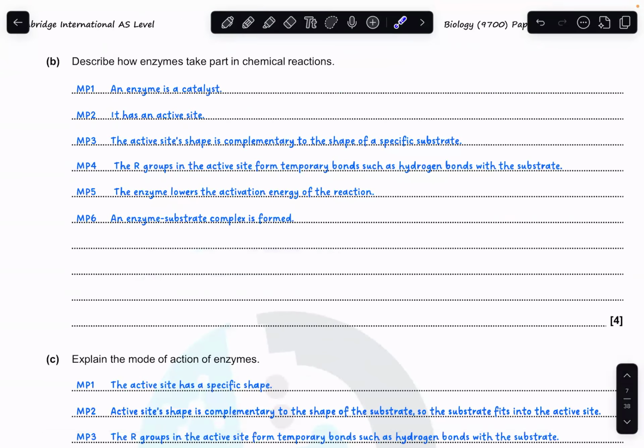Describe how enzymes take part in chemical reactions, or the question can ask for the mode of action of enzymes. Both of them are similar. Enzymes are biocatalysts, or catalysts, so they must have an active site. The shape of the active site is complementary to the shape of the substrate. The R groups in the active site form temporary bonds such as hydrogen bonds or ionic bonds with the substrate. Because of this, the enzyme lowers the activation energy and makes sure that ES complexes can be formed.